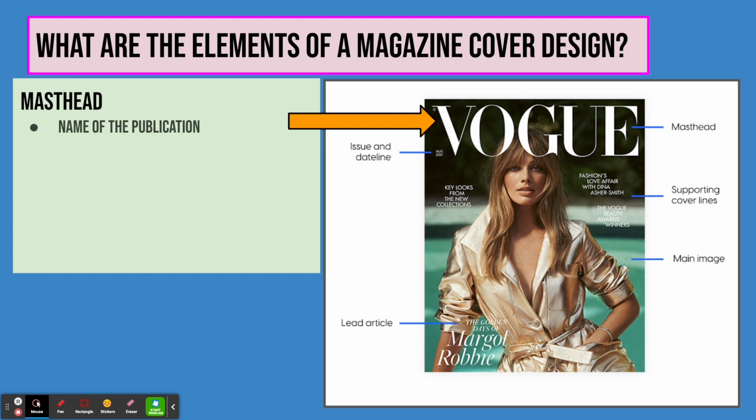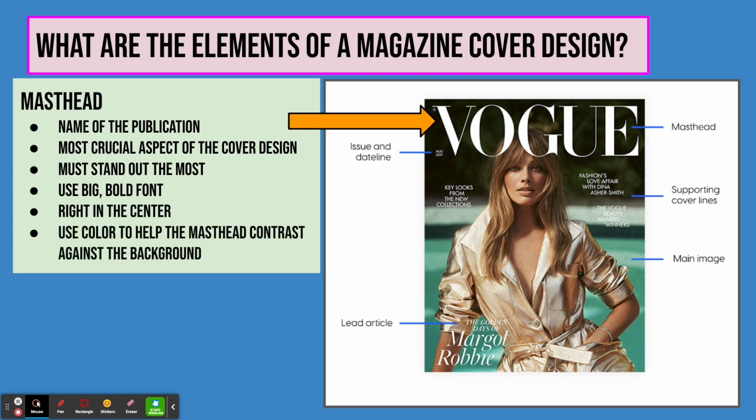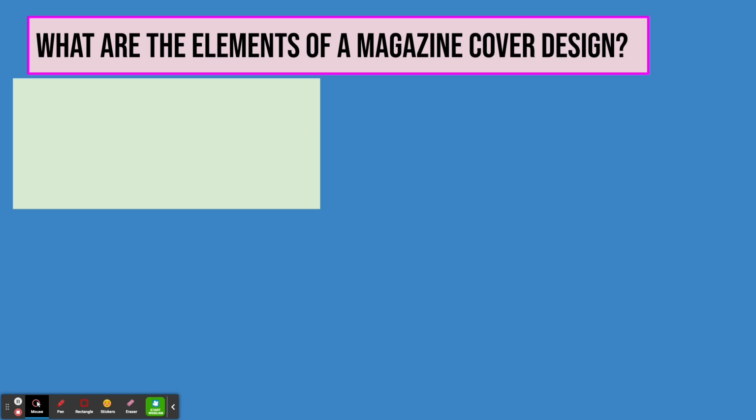So in review, masthead is the name of the publication. Most crucial aspect of the cover design, must stand out the most, use big and bold font, have it right in the center. Most of the time it should be right in the center. And use color to help the masthead contrast against the background. There has to be lots of contrast.